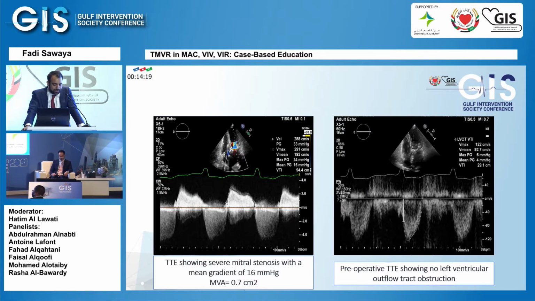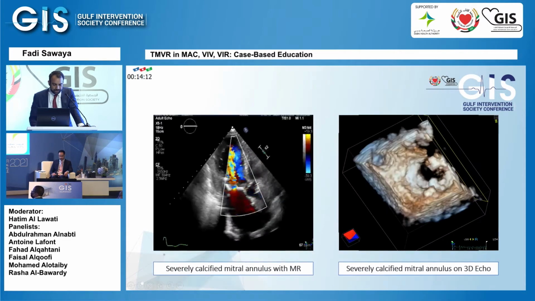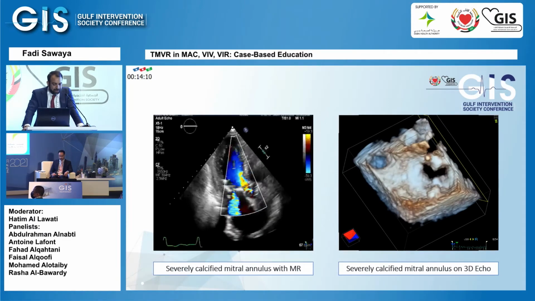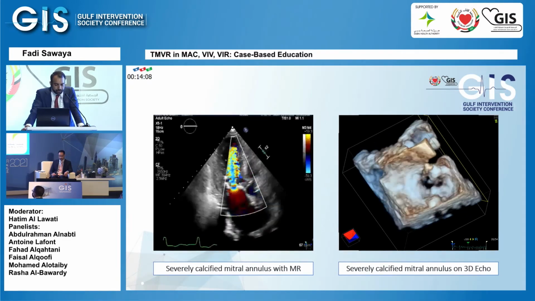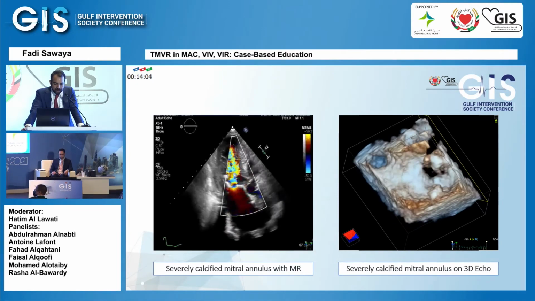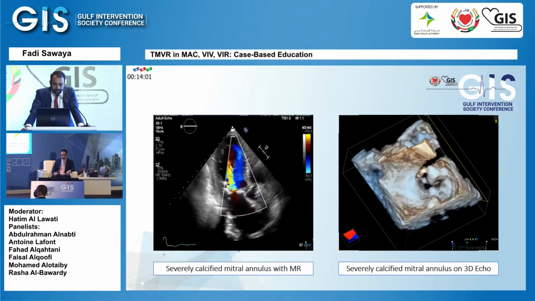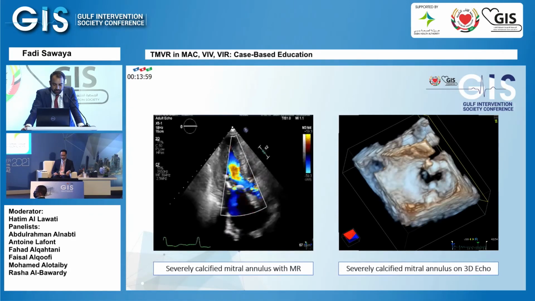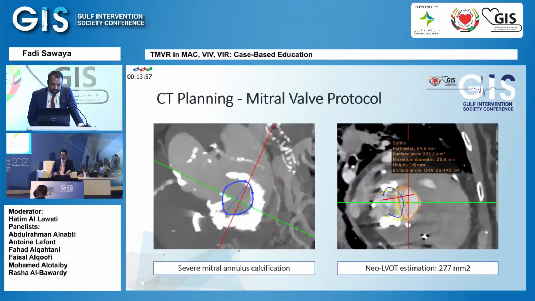She had a mean gradient of 16 with the mitral valve area of 0.7. There was no LVOT gradient and no aortic stenosis. This is her 2D TTE. You can see significant MR, a lot of aliasing with significant MS, and this is her 3D showing a small annulus with a very calcified mitral annulus on 3D echo.